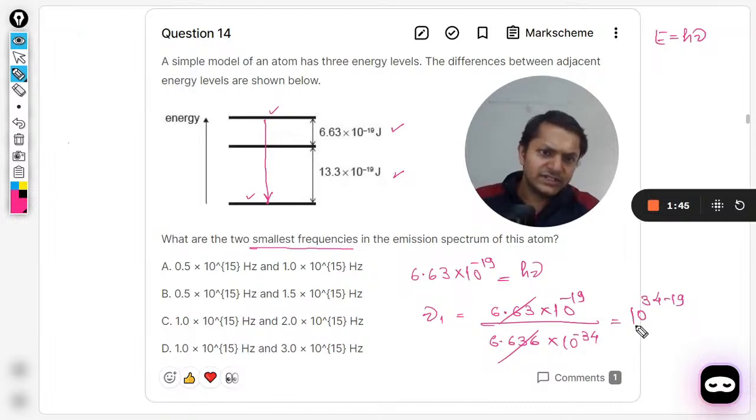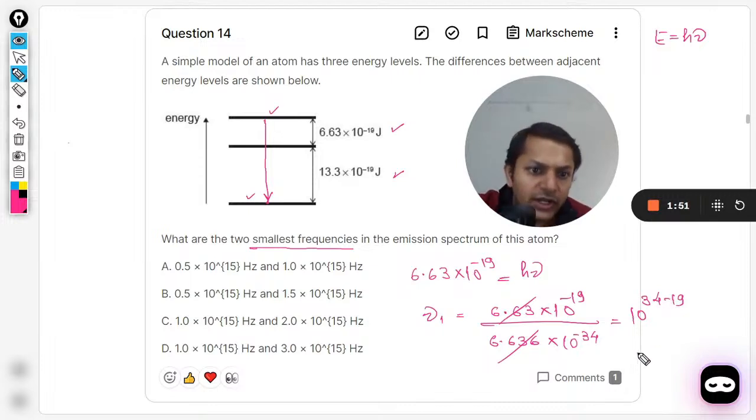How much is this now? 34 minus 19 is 15. So it is approximately equal to 10 to the power 15, and that is positive. So either C or D is the answer.